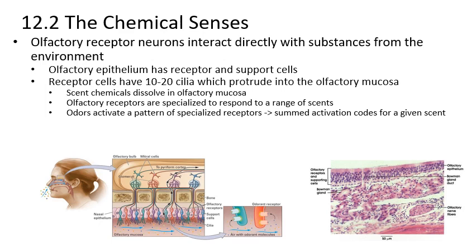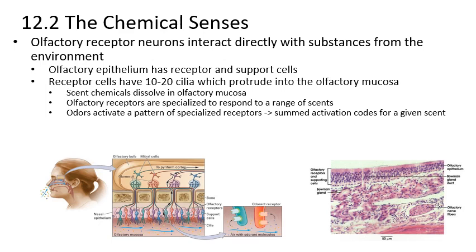So olfactory receptor neurons interact directly with substances from the environment, with the chemicals that come in through the air. Olfactory epithelium, which is this layer of tissue, has receptors and support cells embedded within it. The receptor cells have 10 to 20 cilia, which protrude from the olfactory mucosa. This is kind of like mucus in the olfactory system. Scent chemicals dissolve in this olfactory mucosa, which then connect with the olfactory receptors that are specialized to respond to a different range of scents.